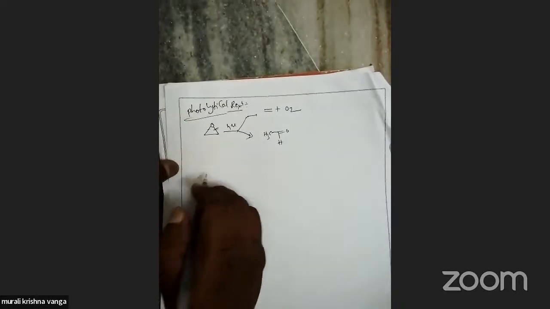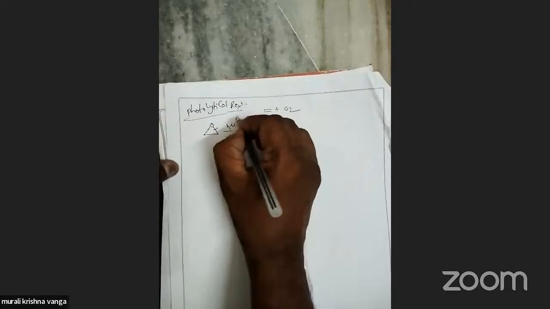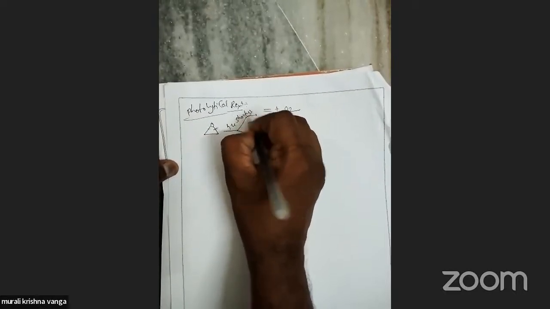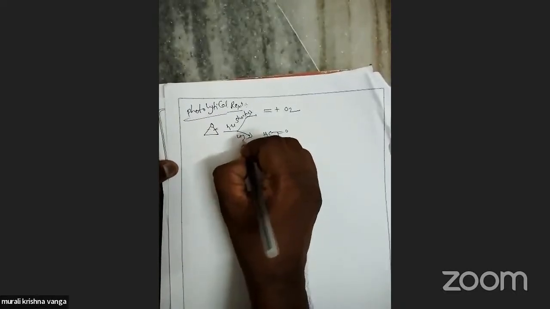There are two types of wavelength. This is a strong, shorter wavelength, and this is a longer wavelength.